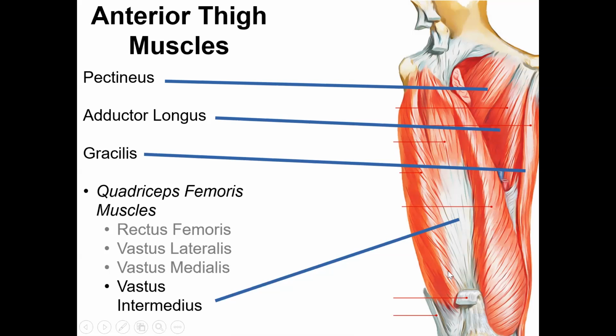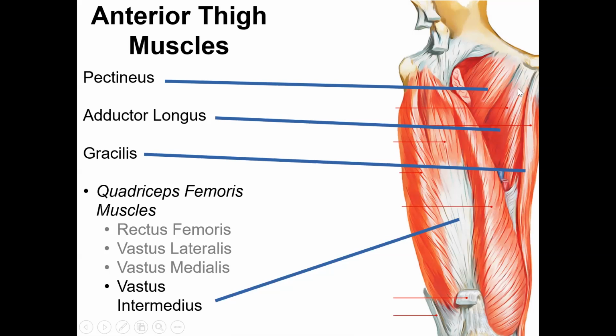So let's look at some of the other muscles in the region. These are muscles that are more located on the medial aspect of the thigh. There's pectineus, there's adductor longus, and then gracilis. So pectineus, adductor longus, and gracilis. And these are part of the medial compartment of the thigh, meaning that the overall function of these muscles is adduction of the thigh, or bringing the thighs together. And these are some of the muscles that help with that general function.